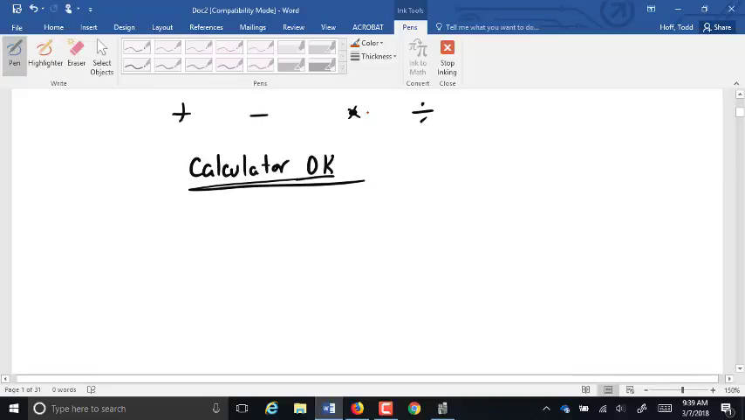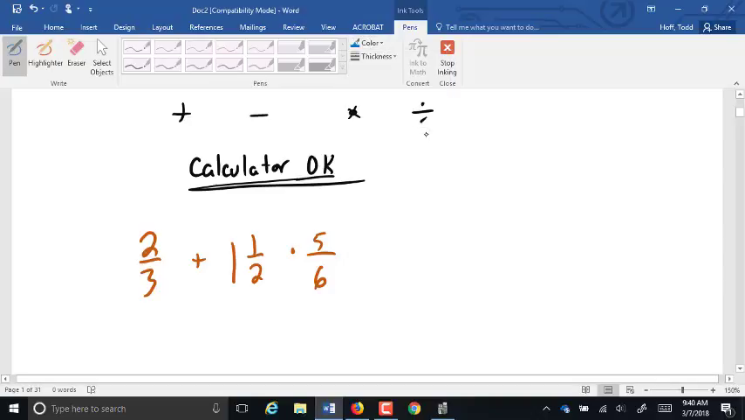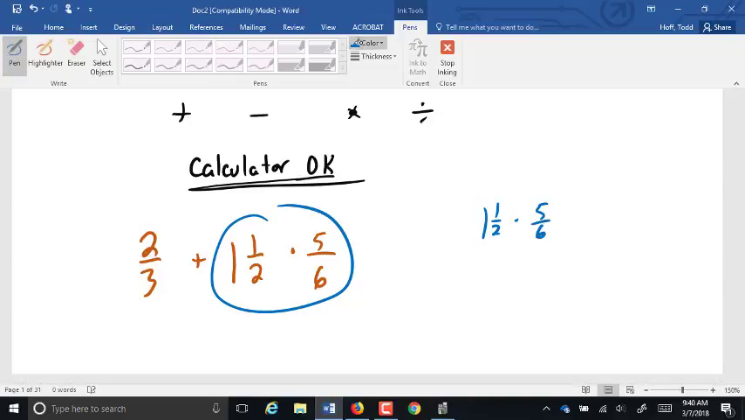Beyond just the simple calculations, you may run into something like this. And we might have 2/3 plus 1.5 times 5/6. When we do a problem like this, what do we have to do first? The multiplication. We have to do 1.5 times 5/6. And of course, you could do that on the calculator and that would be just fine.